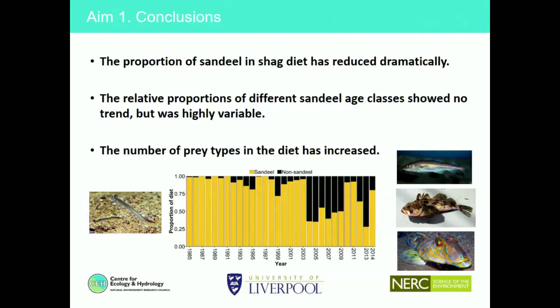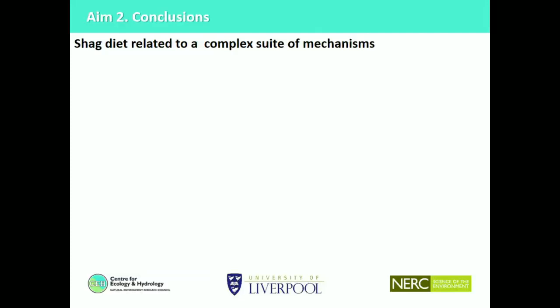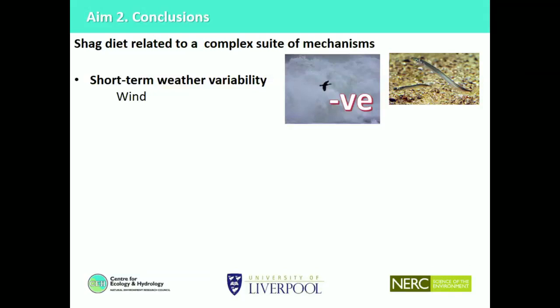And then to look at the environmental determinants, what I found is that shag diet is related to quite a complex suite of mechanisms. Relating to short-term weather variability, there is a negative effect of wind, as we can see with a shag flying in a storm year. So it could be that shag foraging ability is affected by these strong wind effects, or potentially the distribution or availability of sand eel is altered.